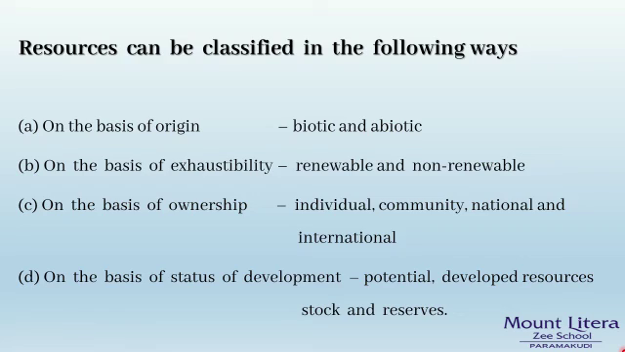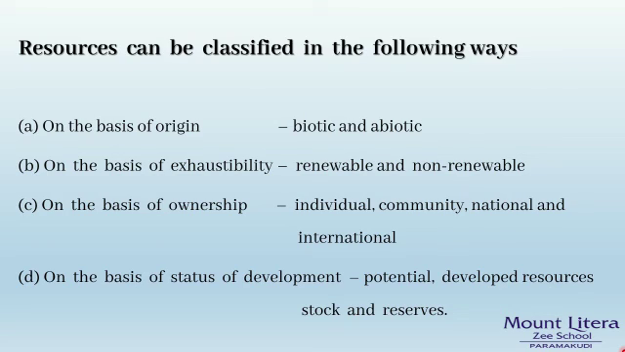Third one is on the basis of ownership. Individual: suppose I have my own building, and I am using it privately, so others are not able to use it without my permission. It is called an individual resource. Community resource means common village area. People will use it. Example: ponds and lakes in that village area.